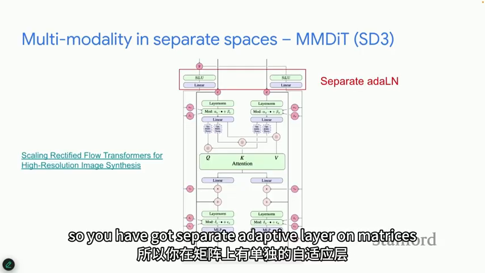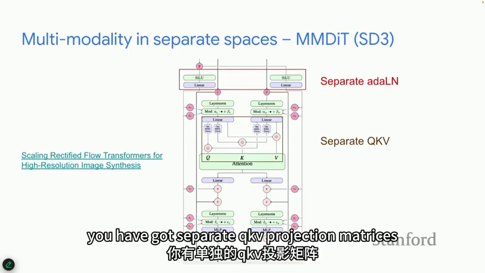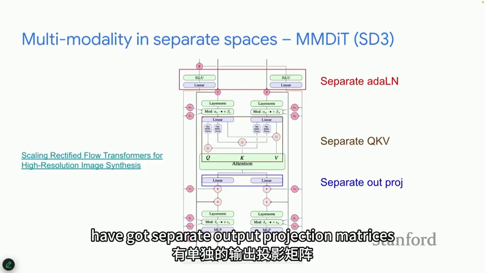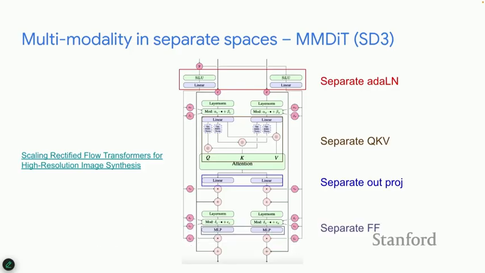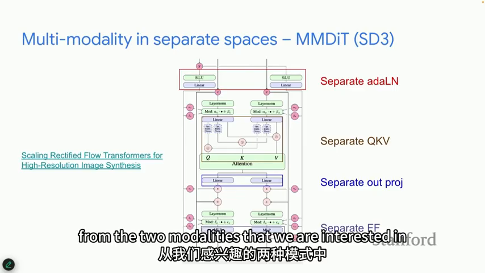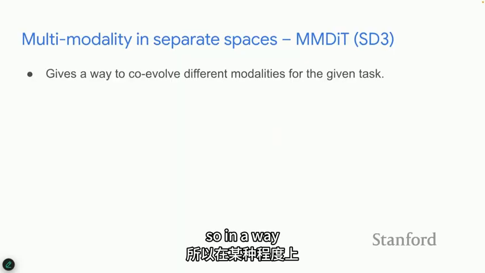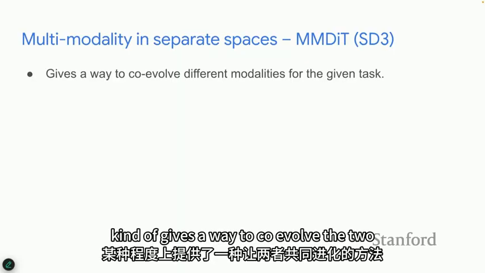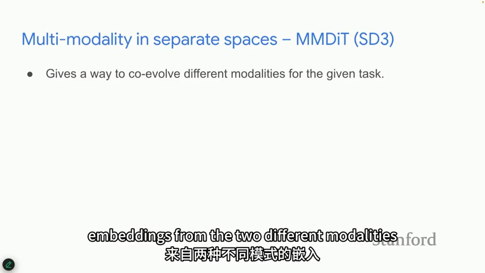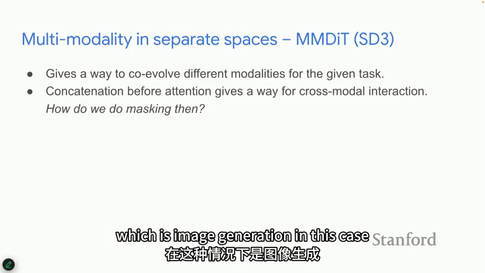So you have got separate adaptive layer norm matrices for the separate modalities. You have got separate QKV projection matrices. You have got separate output projection matrices. And then you have got everything separate from the two modalities that we are interested in. So in a way, it gives a way to co-evolve the two embeddings from the two different modalities that we are working with for the given task, which is image generation in this case.